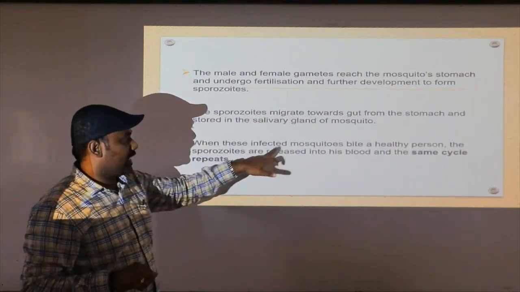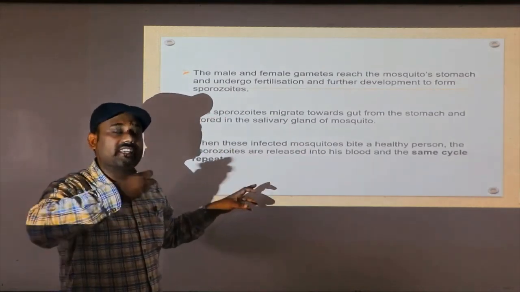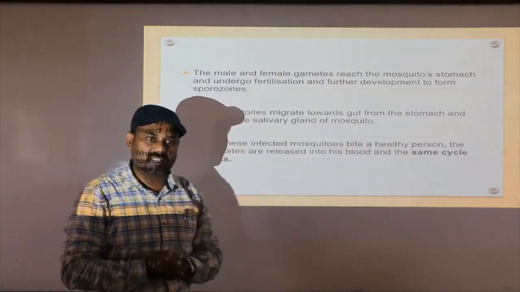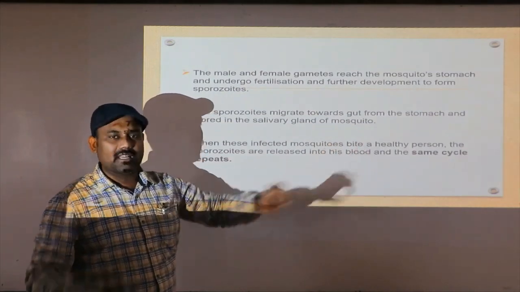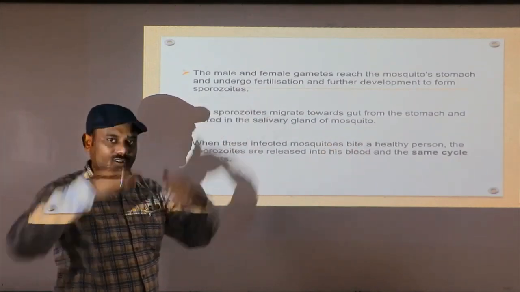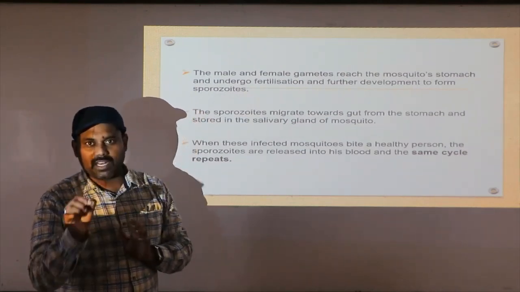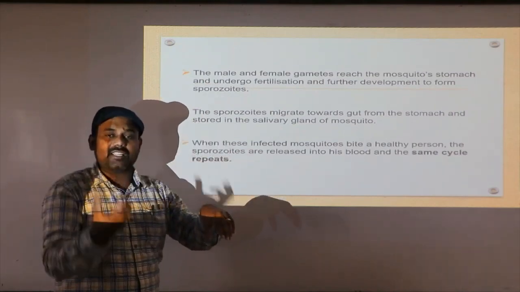Next, very important. When this infected mosquito, the mosquito which contains sporozoites in its salivary gland, bites one more healthy person, sporozoites are released into the blood. Again, the same cycle repeats. I hope you understand. So once again, I am going to glance. First one, take a person who is suffering from malaria. There a mosquito bites and sucks the blood as its meal.